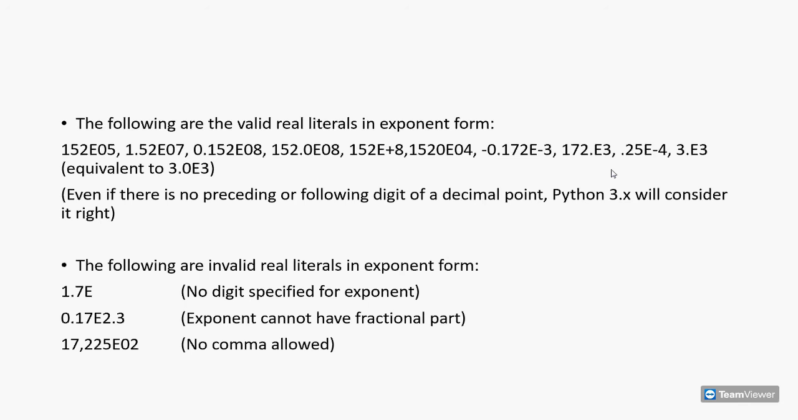Now we have some examples of invalid real literals in exponent form. 1.7e. This is invalid because there is no digit specified for the exponent. 0.17e2.3. This is invalid because the exponent cannot have a fractional part. 17,225e02. This is invalid because a comma is not allowed.